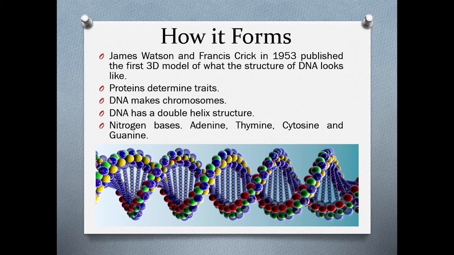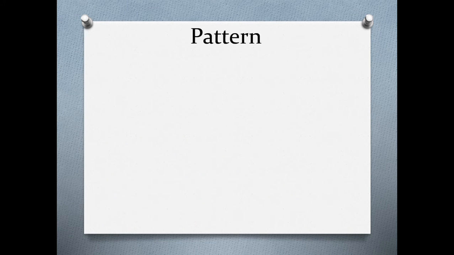So, James Watson and Francis Crick developed the first 3D model. And I remember that they used different metal pieces, and they used different balls with different colors, so they could actually represent everything from the structure of DNA. Okay, and now we're going to analyze the patterns.